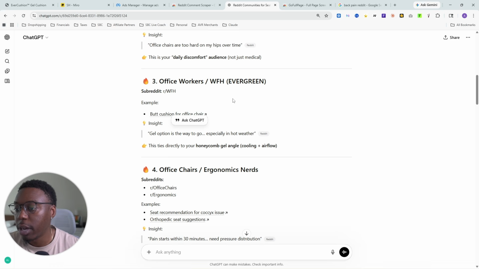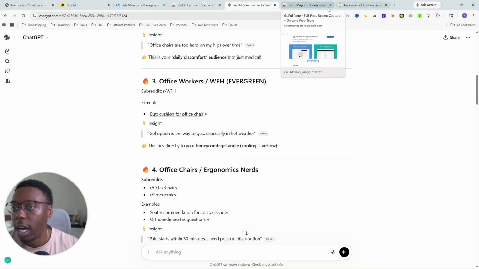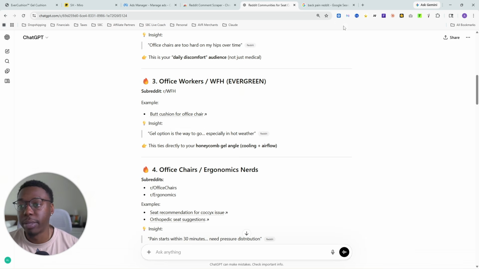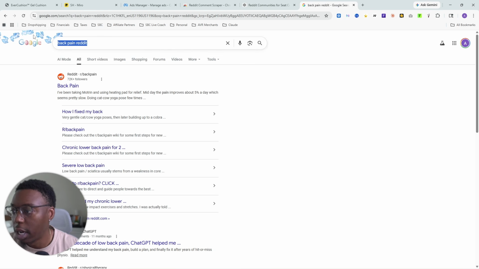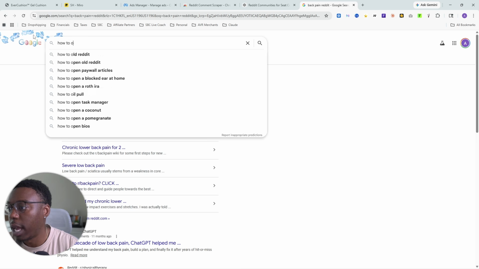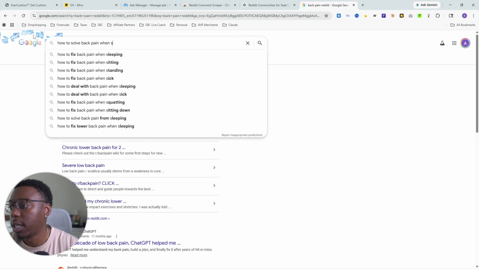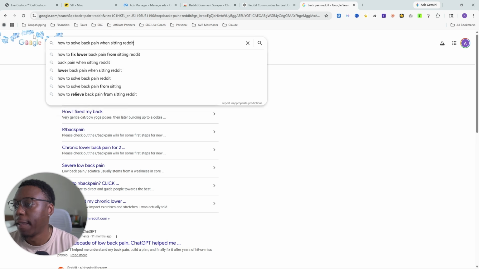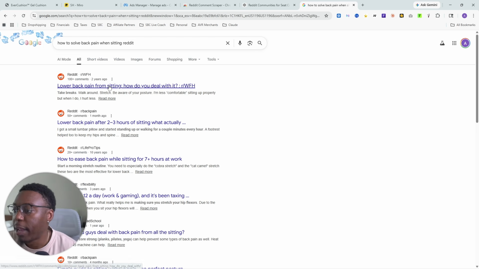Back pain. So these are going to be the things that I need to think about. And you gotta use your brain a little bit, and you're going to want to type certain things in. A little hack for you is trying to be a little bit specific in the sentence, right? So I'll do something like how to solve back pain when sitting, Reddit. So lower back pain from sitting, and then I can go back in and retype that in.